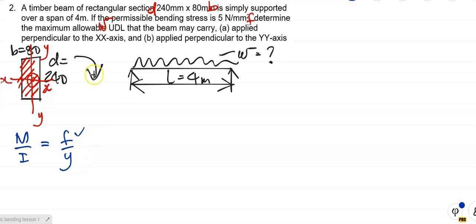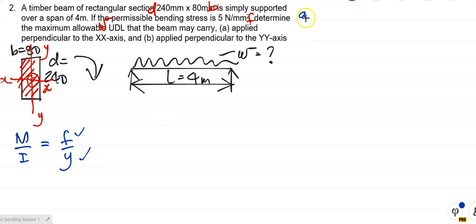Yes, for number A, the beam is placed this way and is carrying load vertically. That means at right angle to the x axis. So y in case number A will be equal to 240 over 2. So we know that. Can we work out I? Yes, we can. What's the formula for I? I is BD cubed over 12.